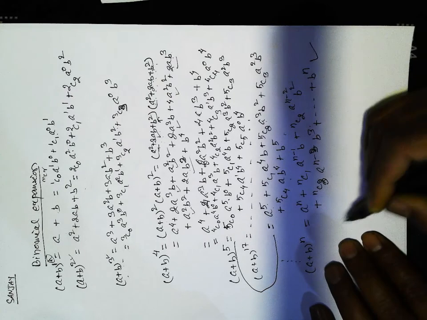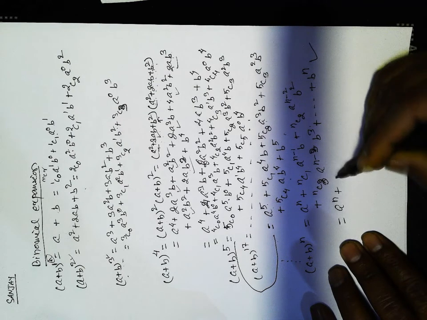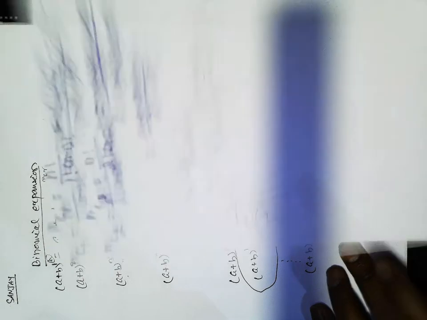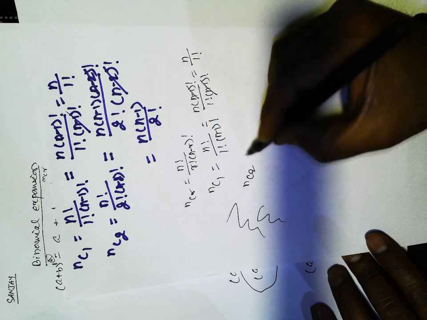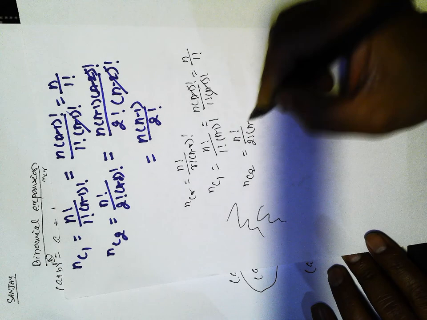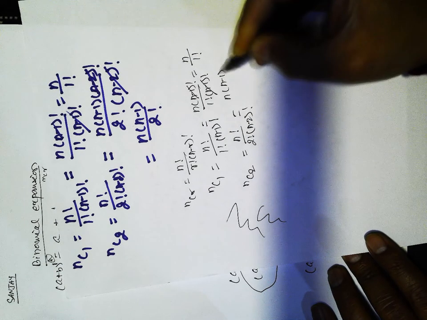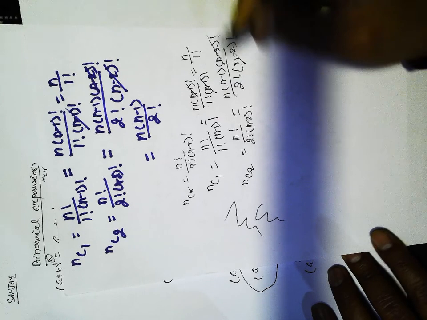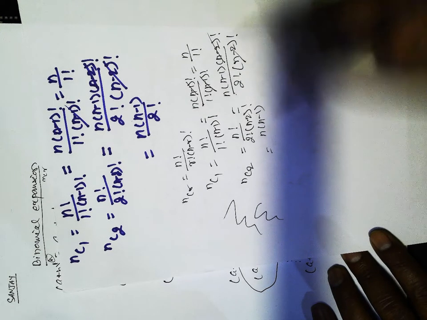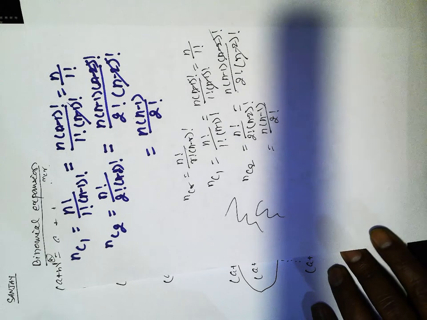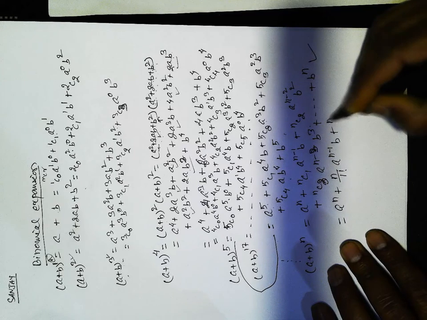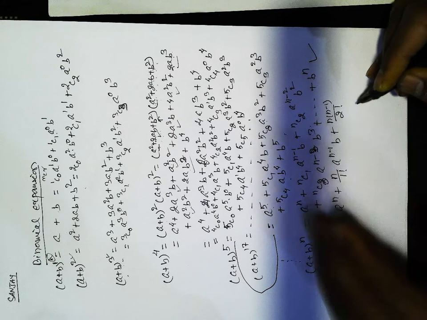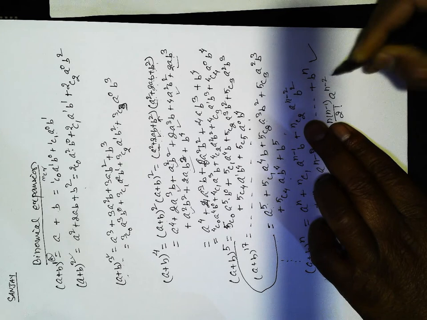So you can write a^n, plus in place of nC1 you can write n by 1 factorial, and then a^(n-1) b. What about nC2? If you see nC2, then that is going to be n factorial by 2 factorial (n - 2) factorial, and then we have to expand n and (n - 1), and we drop (n - 2) factorial, as (n - 2) factorial is in the denominator, it will be cancelled out. So these two are cancelled out now. So we have n(n - 1) by 2 factorial. So in place of nC2 you can write n(n - 1) by 2 factorial, and let's see what is there: it is a^(n-2), then b square.